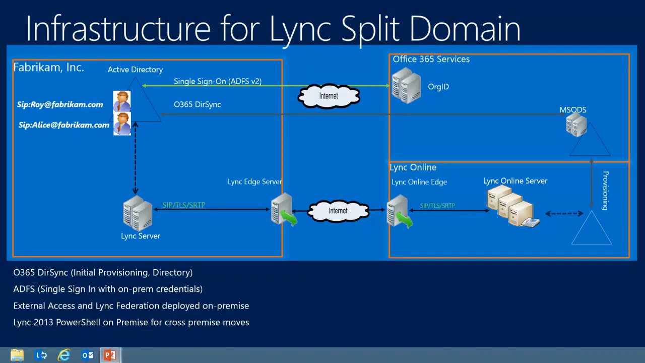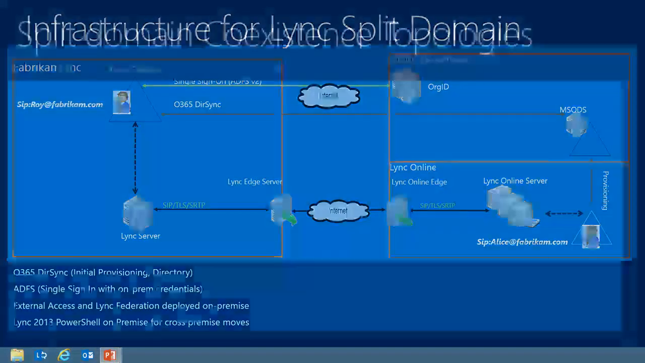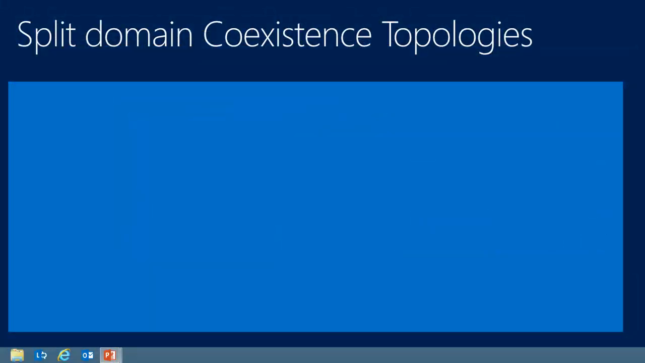So there are two flows that we're looking at here. The top flow is authentication, while the bottom flow is the actual communication between the pools. We are using Edge services, so Edge must be deployed, right? As you can see, Alice is now on Lync Online, which again is a PowerShell move command. Roy doesn't really know, nor does he care, that Alice is online. It's the entire point of this.